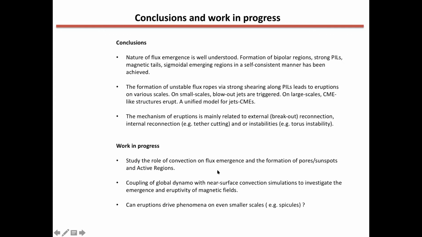The other thing is dynamo. These magnetic fields that we have used are not dynamo generated, okay? We put them by hand, but we know that magnetic fields are generated by dynamo, so we have to use dynamo. And the last thing is, can we go even to smaller scales and see whether this kind of model still works? Namely, if eruptions can drive the onset of other phenomena too. So I would like to leave you with that, and thank you so much for attending this.